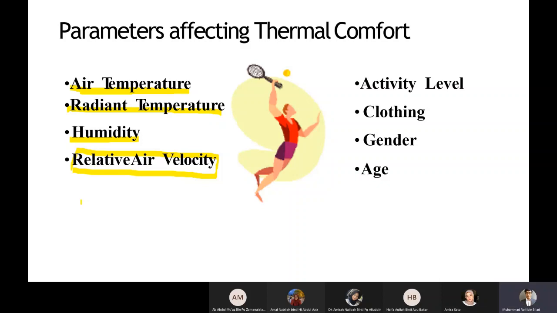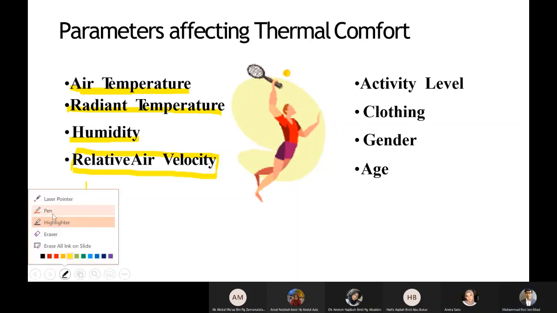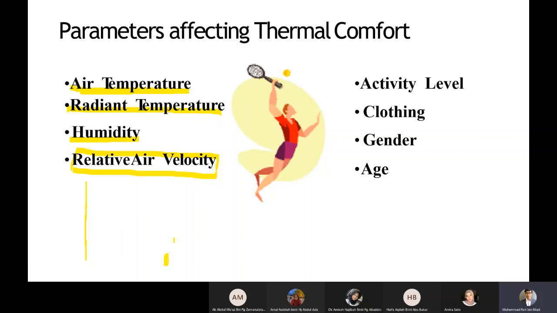Okay, so for example, I put it here. This is your skin, and this is your surrounding. Your skin temperature is around 37, and the surrounding is 25, for example. The temperature is not like this, it's not that 37 goes straight down to 25.